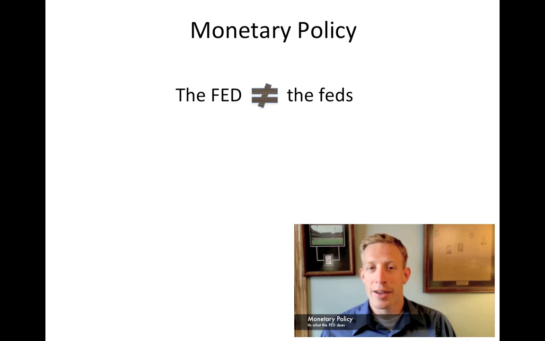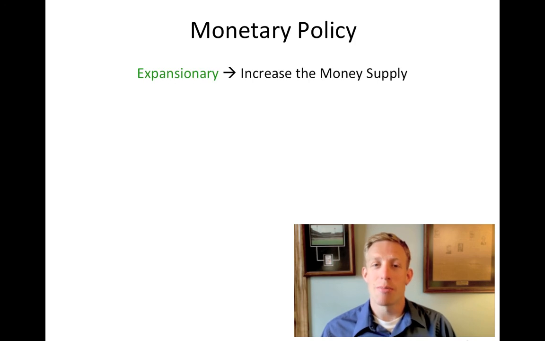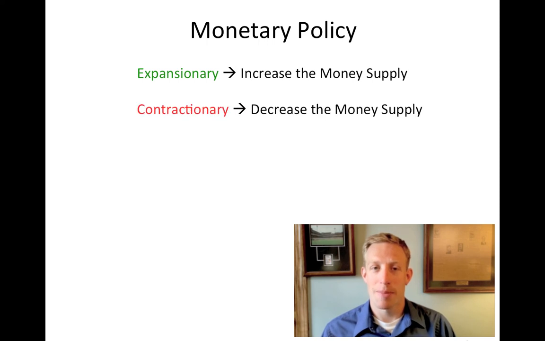When the Fed acts to change monetary policy, they're trying to figure out whether to increase or decrease the money supply. They really only have three tools for doing this, and depending on the way they use those tools, they can increase the money supply, which is known as expansionary monetary policy, or they can decrease the money supply, which is called contractionary monetary policy.